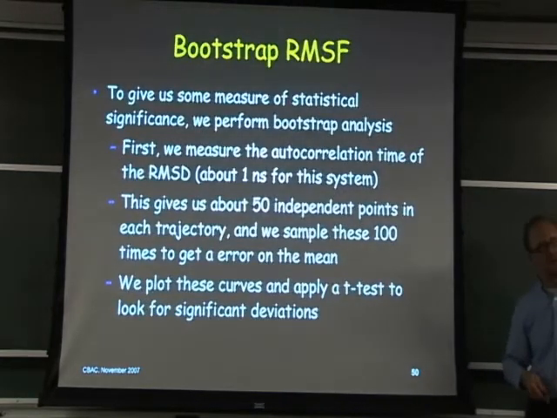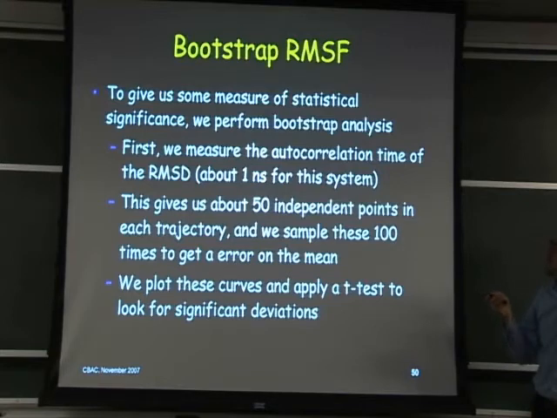Our analysis method also became slightly more fancy, let's say. To get some measure of statistical significance, what we can do is calculate this autocorrelation time, again, within the structure. We find it's about on the order of a nanosecond. That tells us that for each nanosecond we get effectively an independent structure along this trajectory.